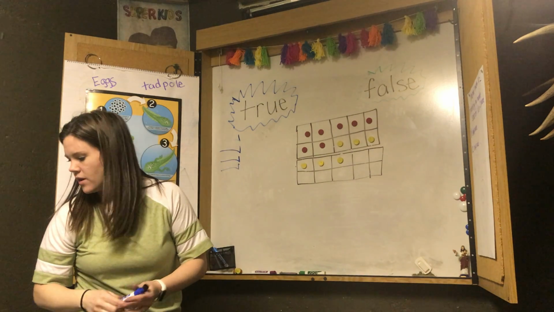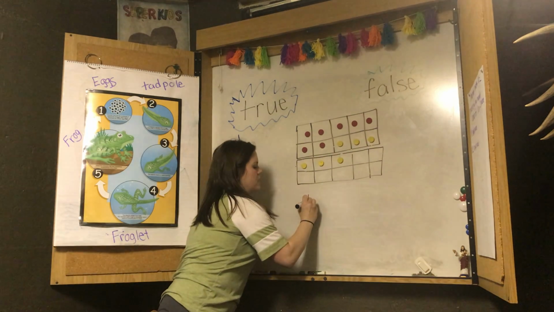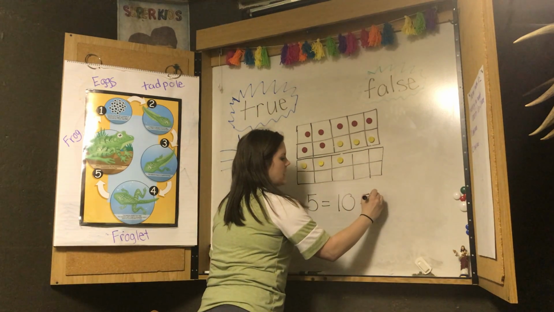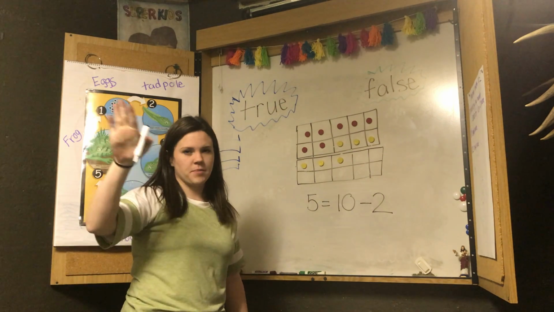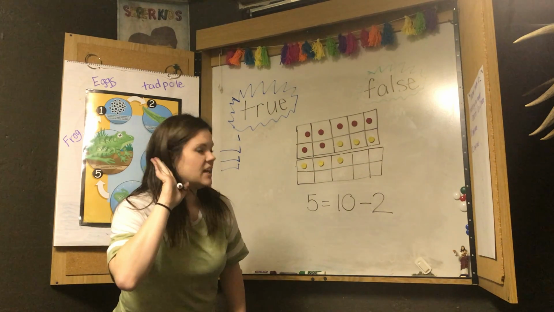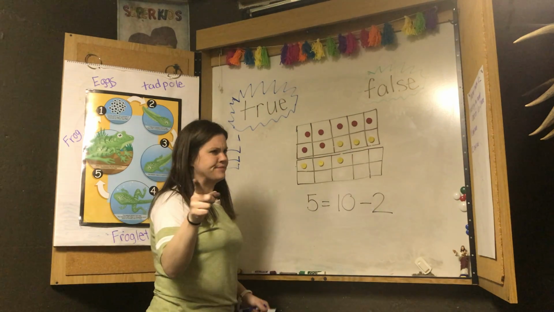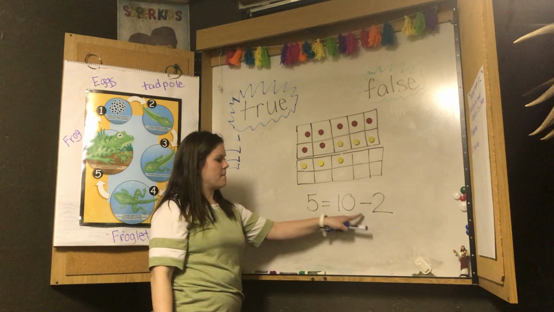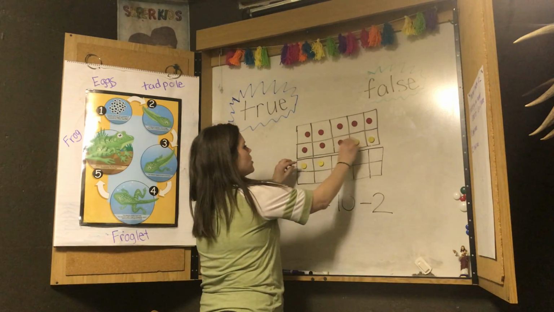Okay, ready? 5 is equal to 10 minus 2. Do you know that one right off the top of your head in your brain? Is that true or false? It must be false because I know my doubles facts and I know 10 minus 2 does not equal 5. But let's find the correct answer.